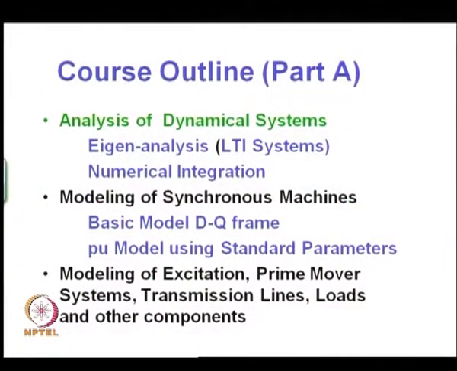Today's lecture is being pursued after we have achieved the per unit model of a synchronous machine using standard parameters. Note that we have already completed in this course the general analysis of dynamical systems, in particular eigen analysis and numerical integration. We embarked upon the somewhat tedious job of modeling a synchronous machine. First, we obtained the basic synchronous machine model in the DQ frame, and then we went on to obtain a per unit model using standard parameters which can be obtained from measurements.